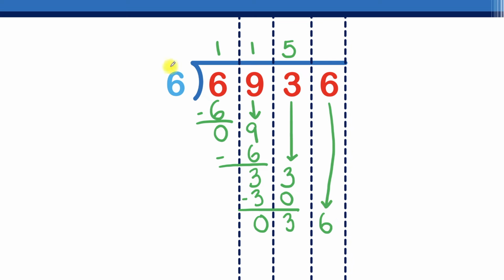And how many times can 6 go into 36? It goes in exactly 6 times. So we'll put a 6 on top of this 6, because 6 times 6 is 36. I'll write 36 here, subtract that, and our remainder is 0. Since our remainder is 0, and there are no more numbers to bring down, that means we're done.